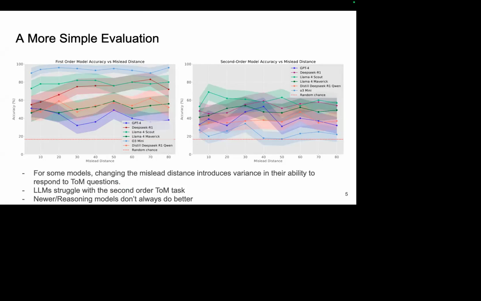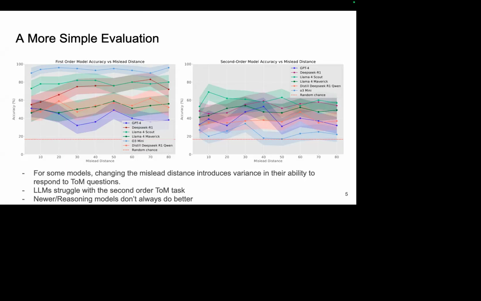And then in the second order task, you see a lot of models not do as well, right? O3 mini, which pretty much aced the first order task, becomes the worst LLM in the second order. So it's pretty clear that LLMs struggle heavily with the second order task. Even with the first order task, there's kind of a wide range of performances. And it's interesting because newer or more-parameter models don't necessarily always do better, right?